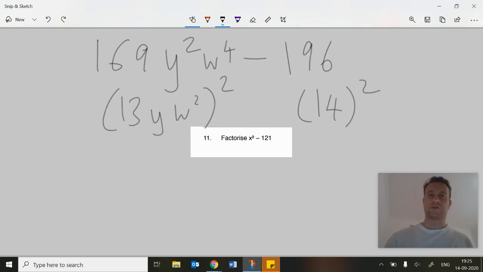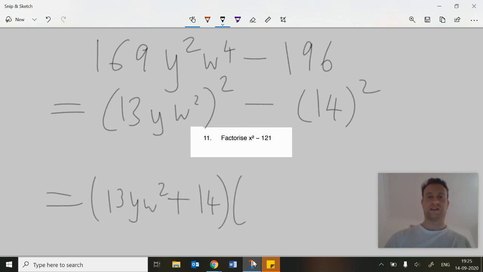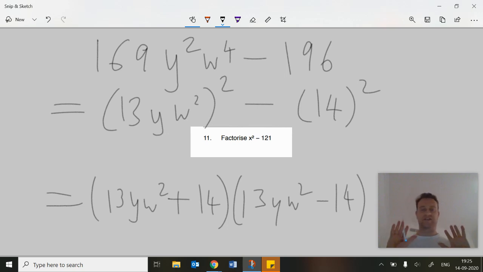Right, so there's a minus in there. Now we can use our format. We can say we've got 13y w squared plus 14 and 13y w squared minus 14 in the brackets there. Now that is factorized fully, I think. Yeah, it's factorized fully.